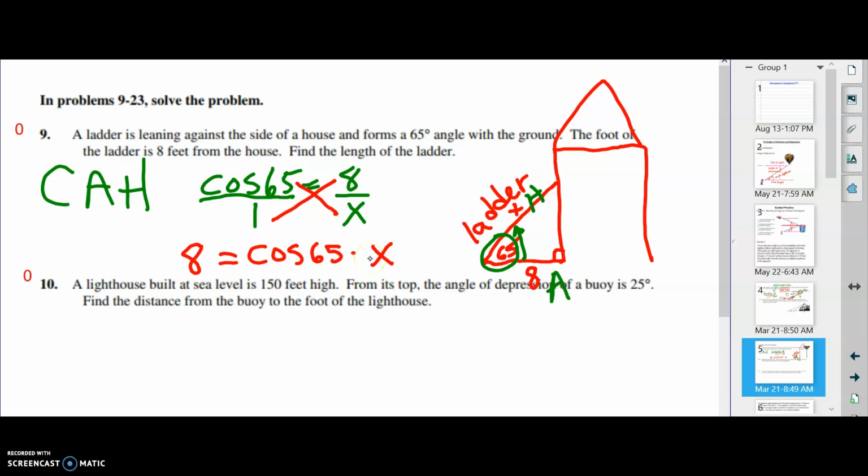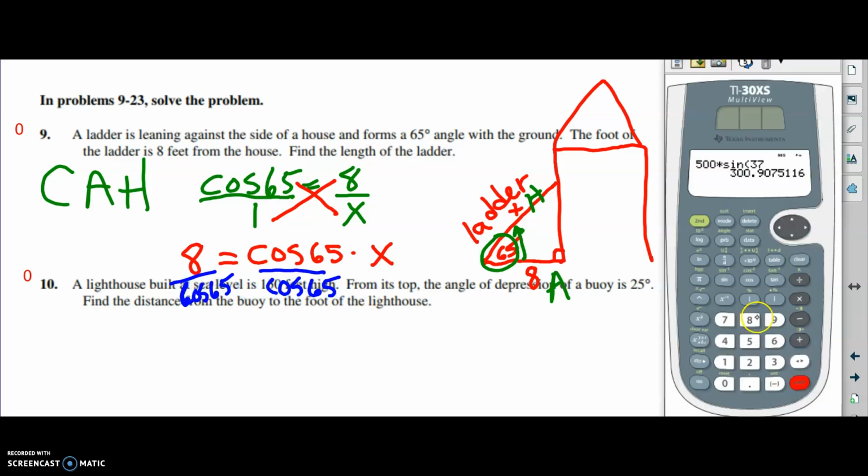So this one I can't just multiply out. In order to find the x, I need to get the x by itself. That means I need to get rid of that cosine of 65. It's cosine 65 times x, so to undo a times, I would divide by cosine 65. On my calculator, I'm going to type in the 8 first, then divide by cosine 65.